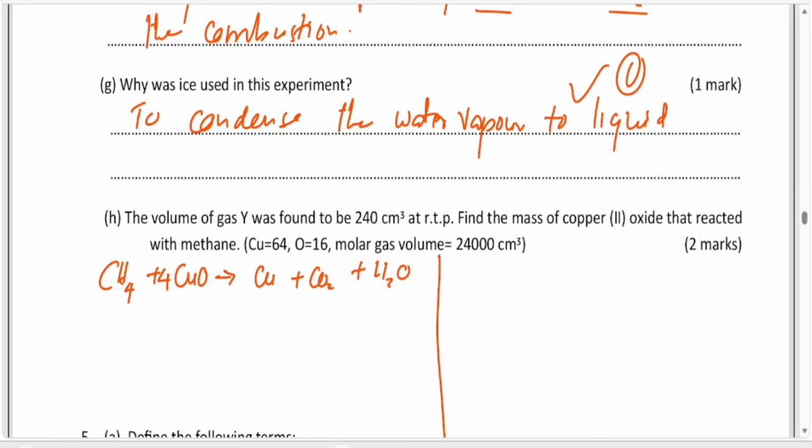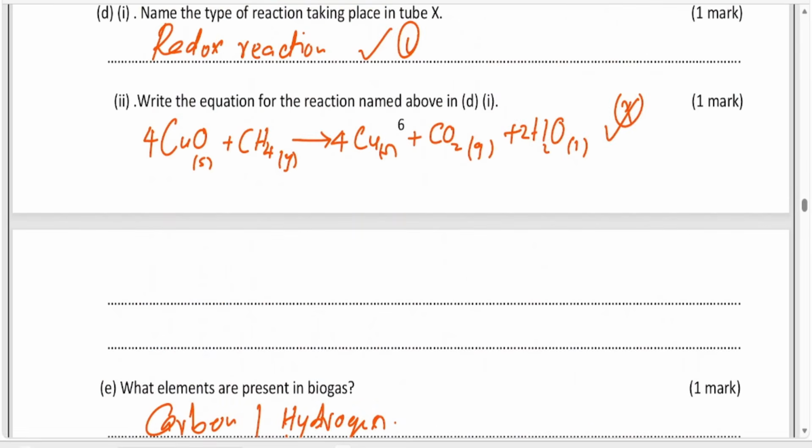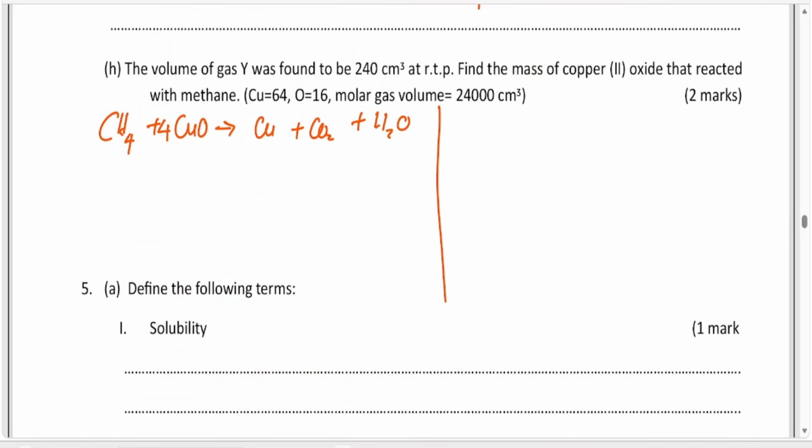4 of the copper 2 oxide and also 4 of copper and 2 of water. So the ratio is 1 is to 4 is to 4 is to 1 is to 2. So we are being taught to find out the mass of copper 2 oxide that reacted with methane. We already have the volume of carbon dioxide that was formed.